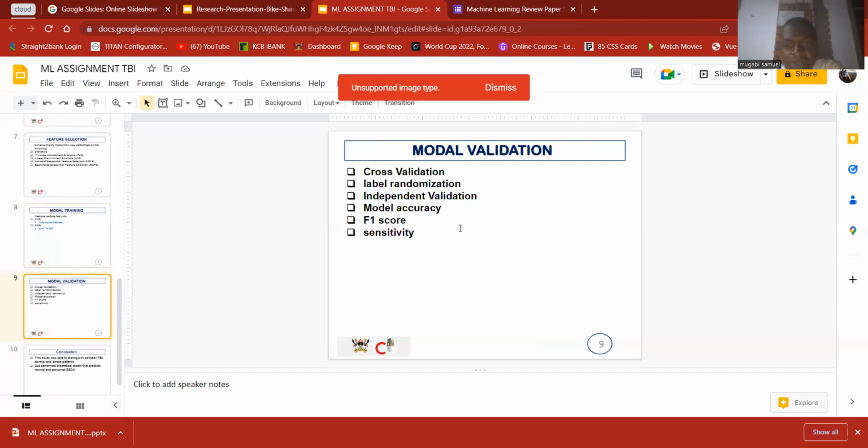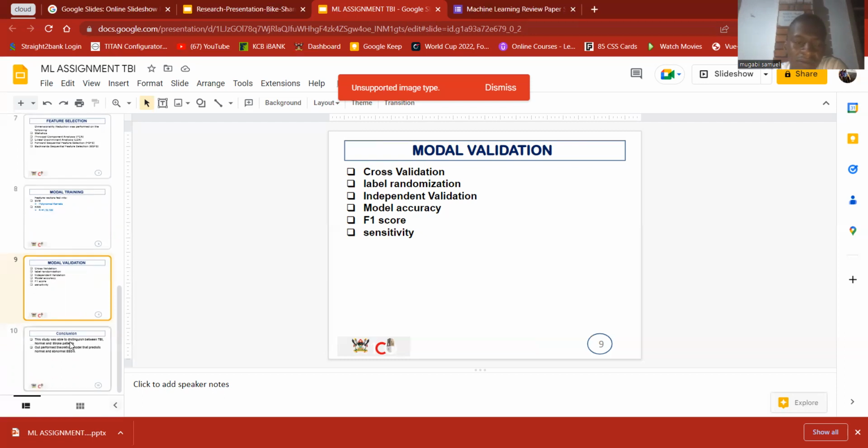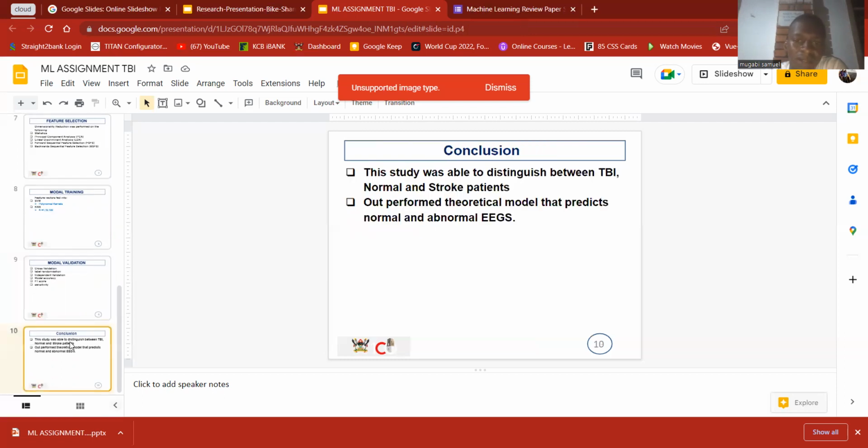Now, for model validation, we used all these methods of model validation, sensitivity, F1 score, to check the performance of the models that we came up with. And all these models performed way better than the theoretical models. These models were able to distinguish between traumatic brain injury, stroke patients, and also the normal ones. Unlike the theoretical models, which were outperformed, they only predict normal signals and abnormal signals on the EEG.